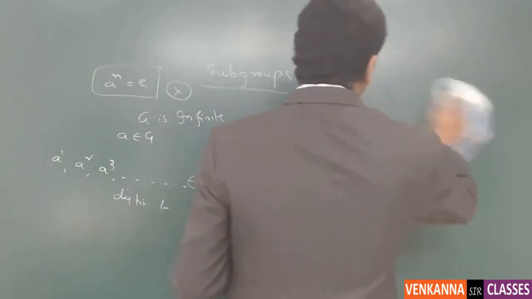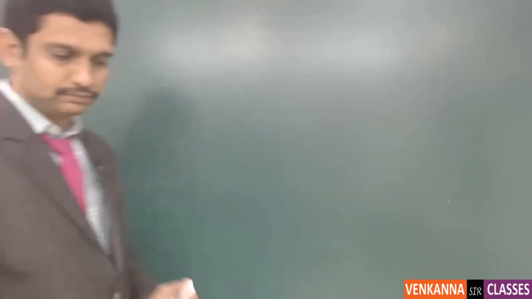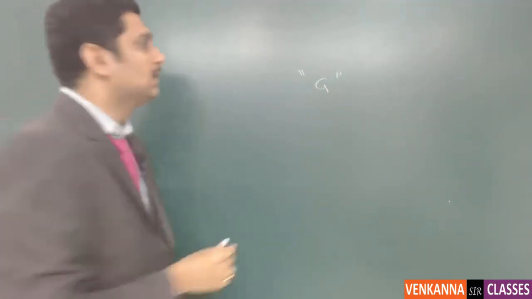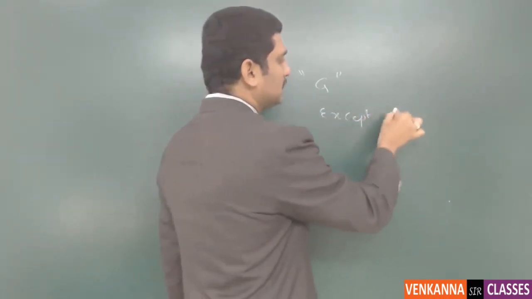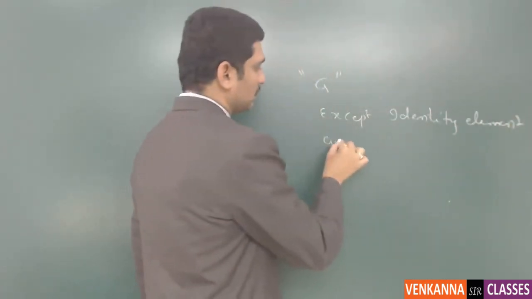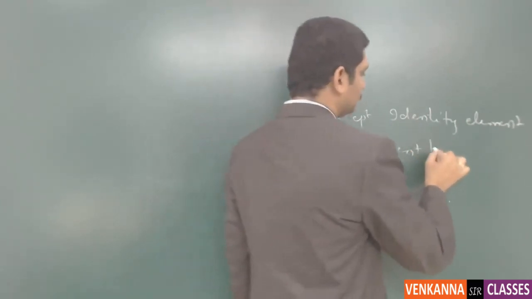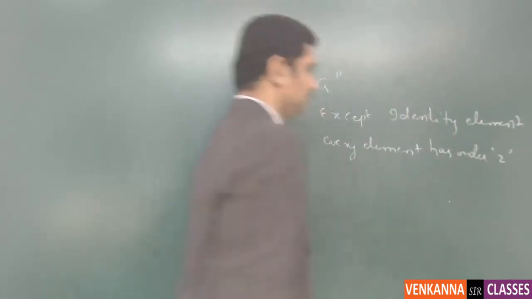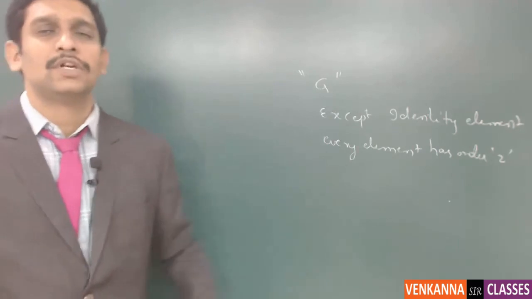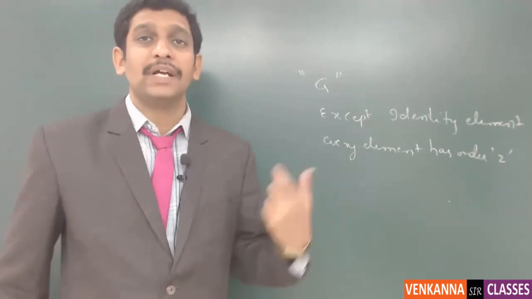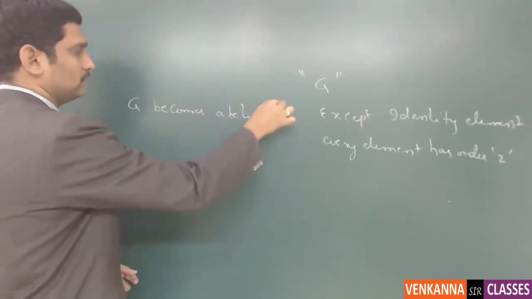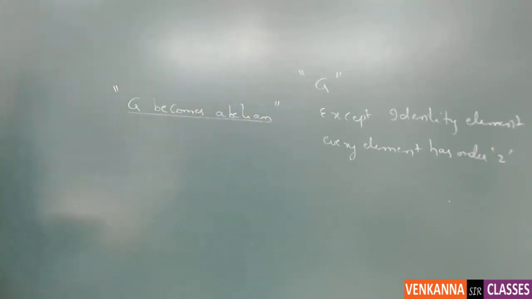Now let us take the case of order of an element again. Suppose you take a group G. It has a property that except identity element, every element has order 2. You consider a group G, except identity element, every element has order 2. Then the group what you have taken will become abelian group. Now let us prove this result.